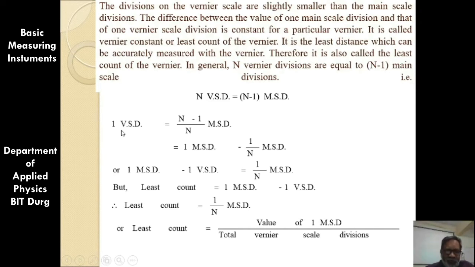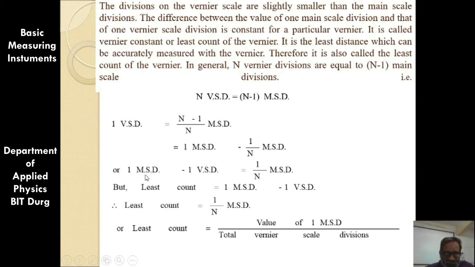That is, 1 division of vernier scale is equal to 1 division of main scale minus 1 by n division of main scale. Or I can write, if I transpose this, then I find 1 main scale division minus 1 vernier scale division is equal to 1 by n main scale division. So 1 main scale division minus 1 vernier scale division, this is what is known as the vernier constant. This is the value according to the definition of vernier constant.